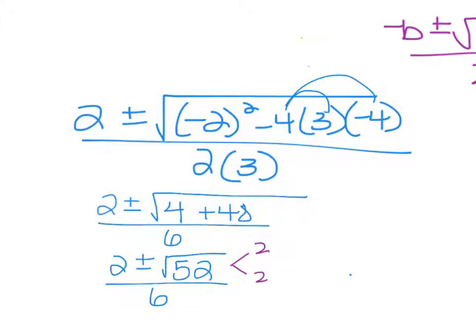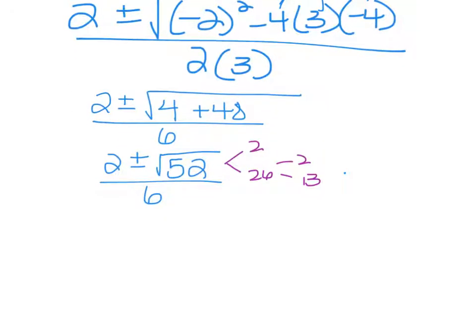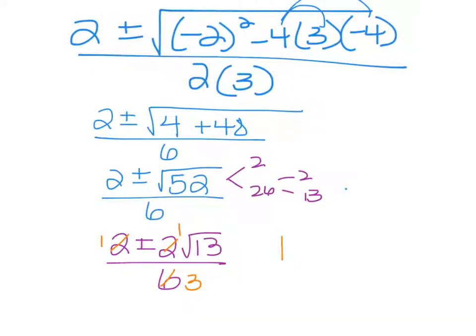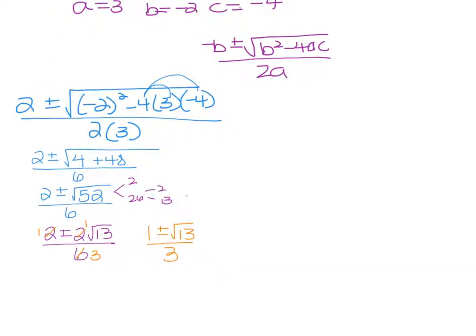52 is 2 times 26, which is 2 times 2 times 13. So that breaks down into 2 plus and minus 2 root 13 over 6. And then they're all divisible, so all the numbers outside of the root, if they're divisible by the same number, which in this case they are, by 2, I would break that down. So it's 1 plus or minus the square root of 13 over 3. If I'm just listing roots, or listing the zeros, that would be my answer.